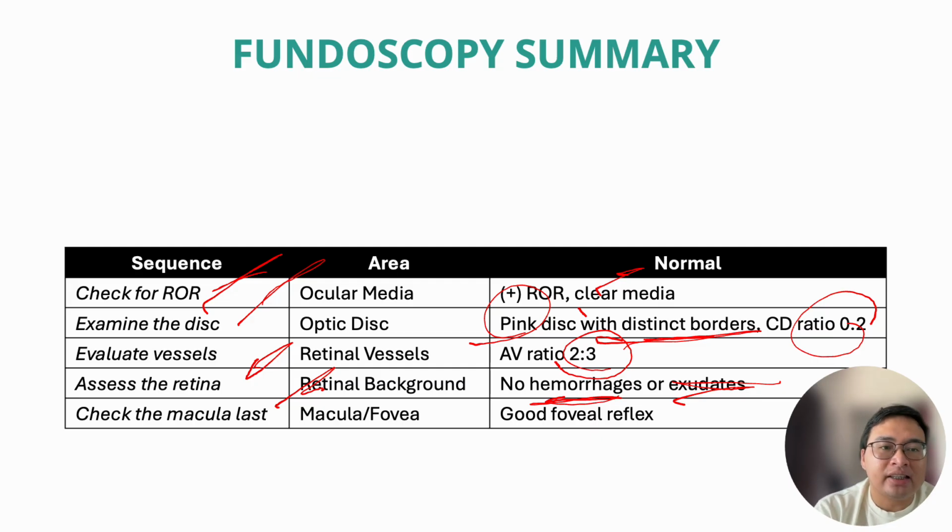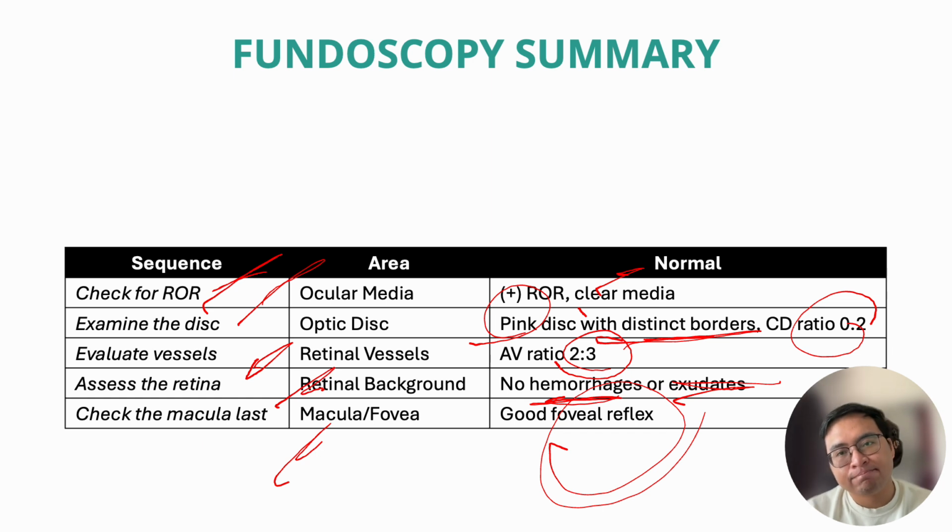And lastly, you check the macula last. So how do you check for the macula or fovea? You shine the light directly towards the macula or fovea. And dapat, kapag inilawan mo yon, magre-reflect back yung ilaw sa'yo, so ikaw masisilaw ka rin. No? So if nasilaw ka, that's called a good foveal reflex.